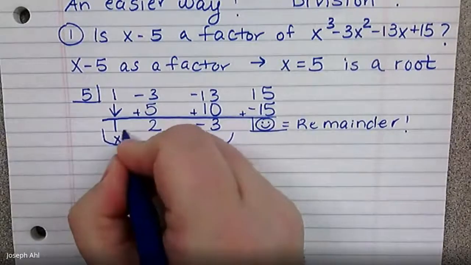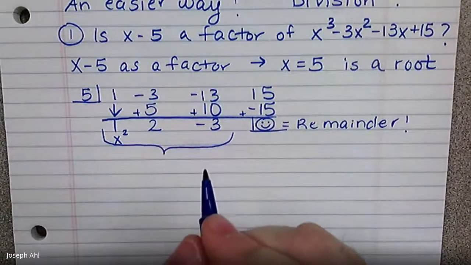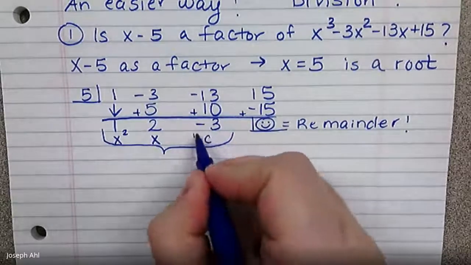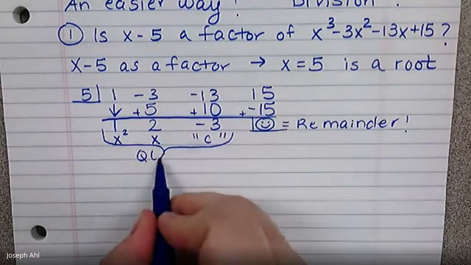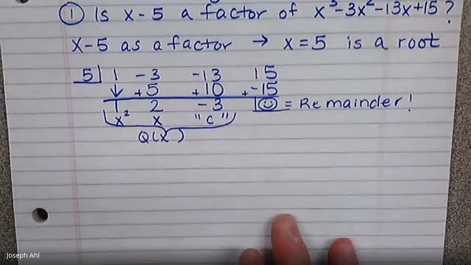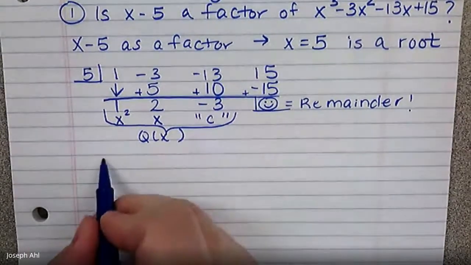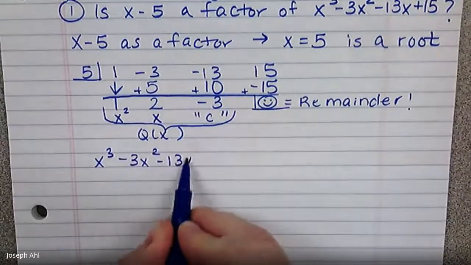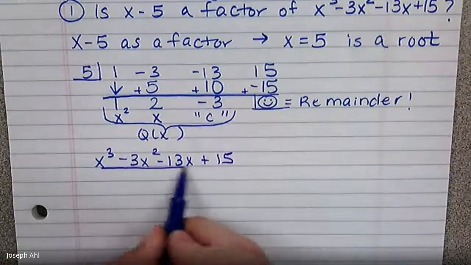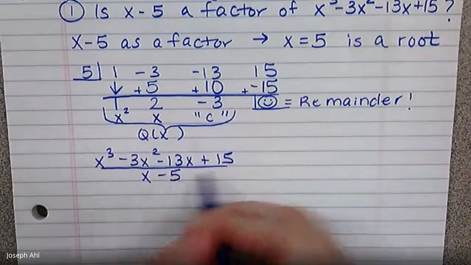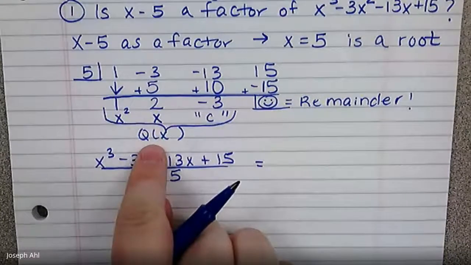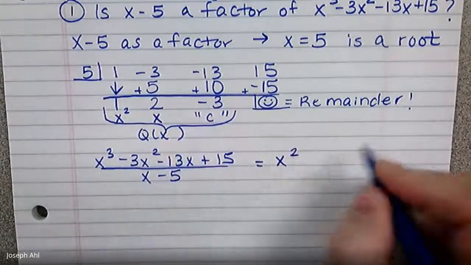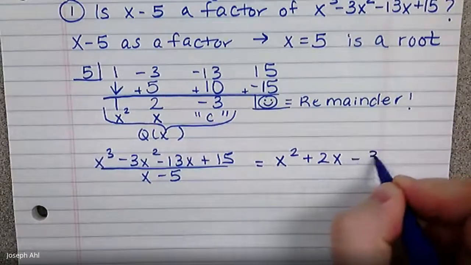This is the coefficient of x squared in the quotient. This is the coefficient of x in the quotient. And then this is the constant at the end. These are going to be the coefficients for q of x. So I know that x cubed minus 3x squared minus 13x plus 15 divided by x minus 5 is the quadratic x squared plus 2x minus 3.